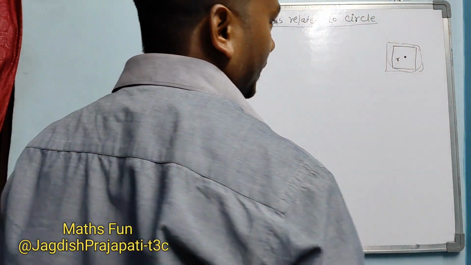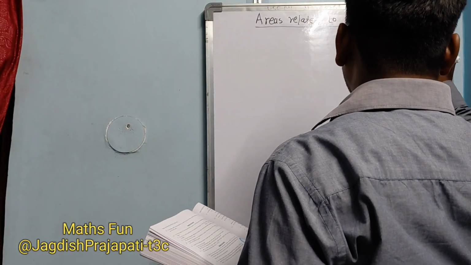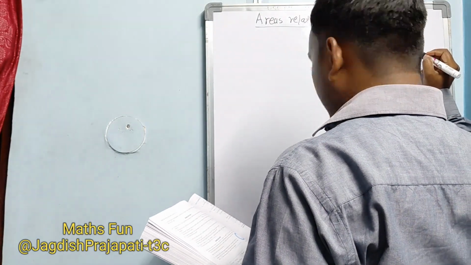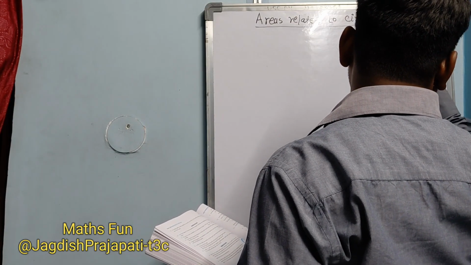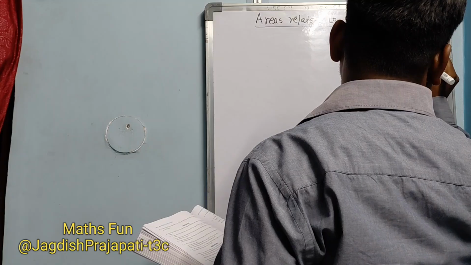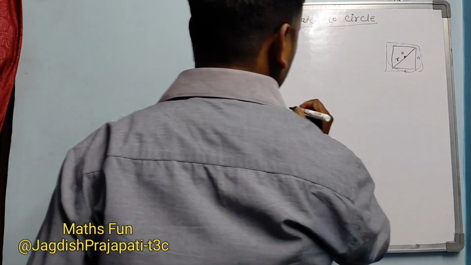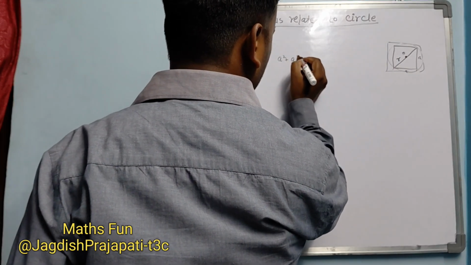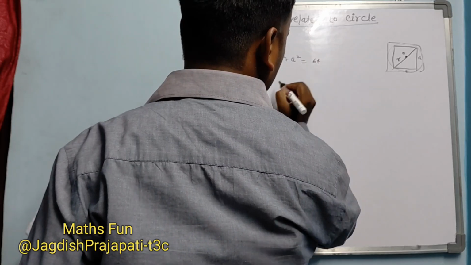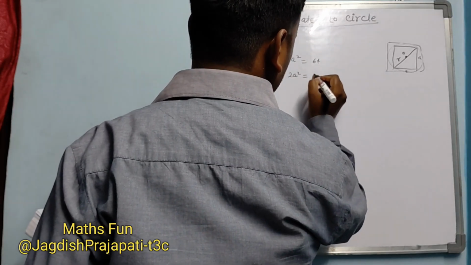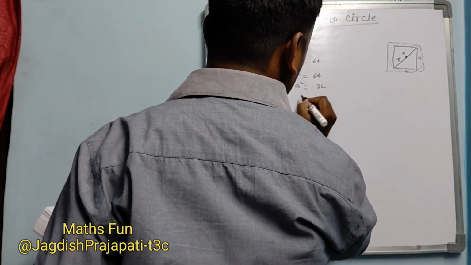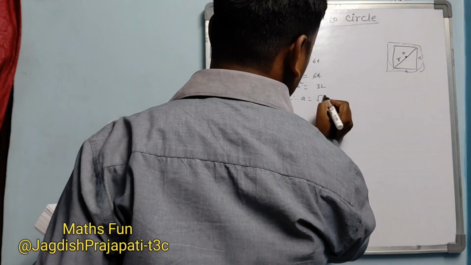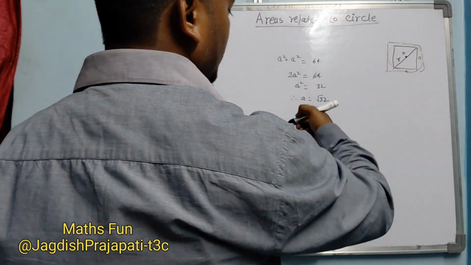How will you solve this? The diagonal is given here. The diagonal is 8 centimeter. This complete length is 8 centimeter. Now if this is A and this is A, so A square plus A square will be 64. 2A square will be 64. So A square will be 32. Therefore A will be under root 32. So you can solve this.